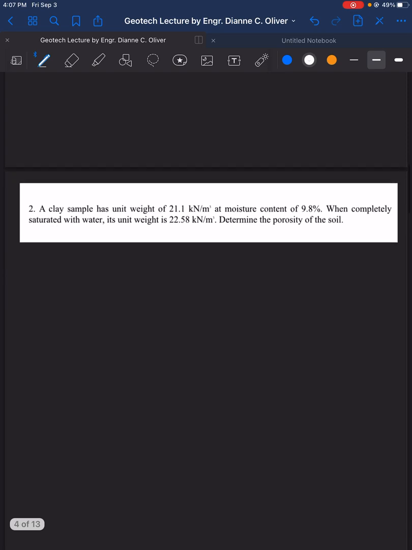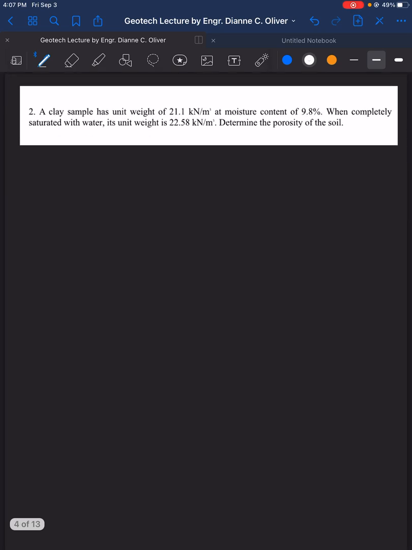Let's go to sample number 2. For sample number 2, we have a clay sample that has a unit weight of 21.1 kilonewton per cubic meter at a moisture content of 9.8%. Okay? When completely saturated with water, its unit weight is 22.58 kilonewton per cubic meter. Determine the porosity of the soil.